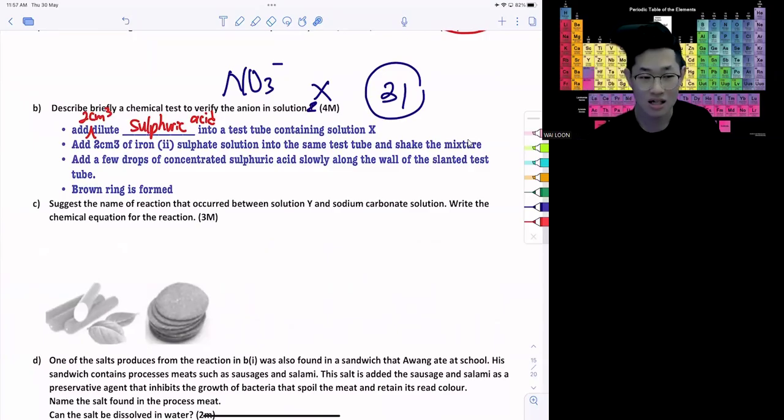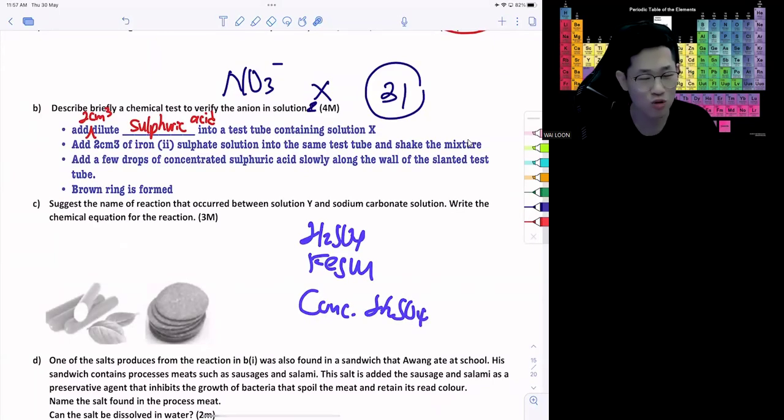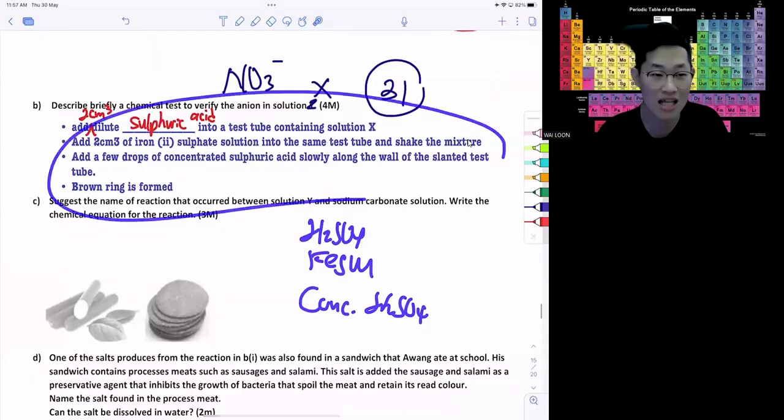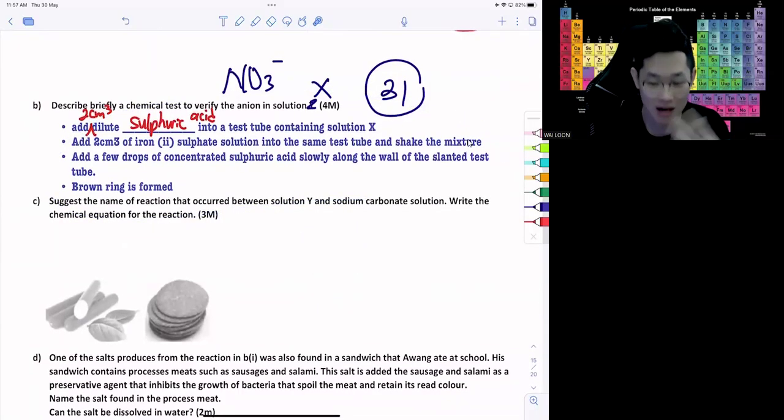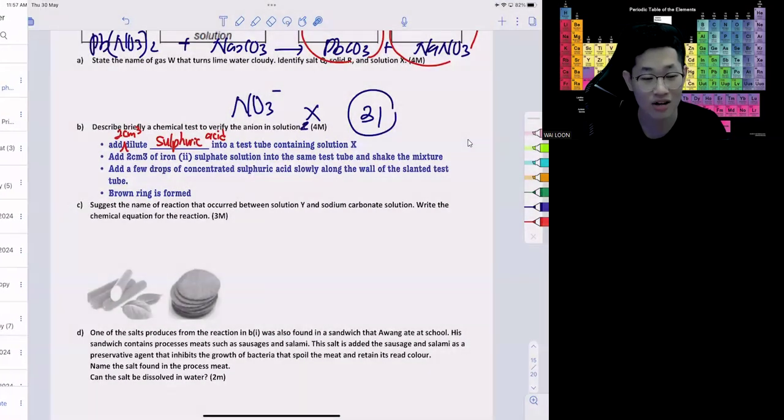So from this answer, it tells you that you actually have to study, you actually have to practice writing this answer when you have time. By remembering H2SO4, FeSO4, concentrated sulfuric acid, you won't be able to write out a full complete answer like this. Okay, so you have to practice yourself, just like that for the anion test.